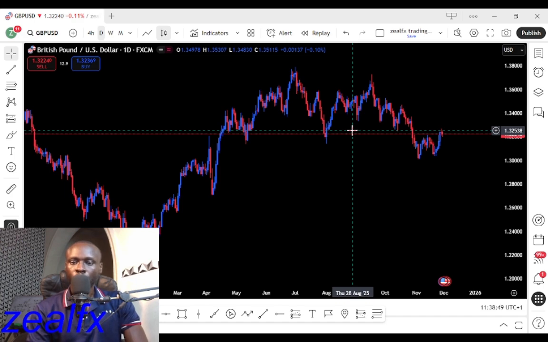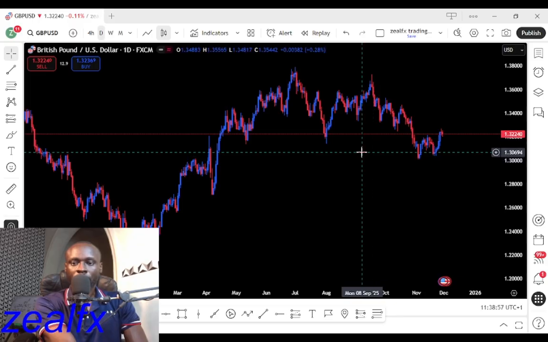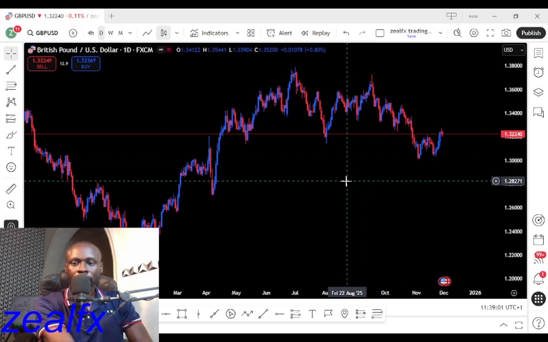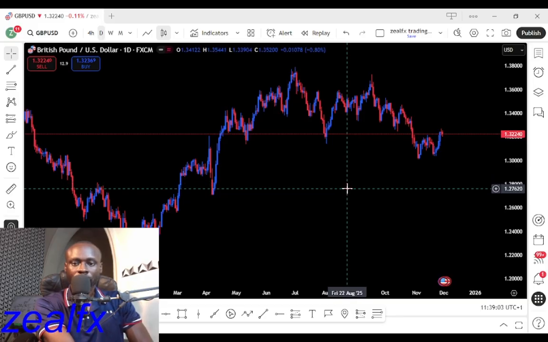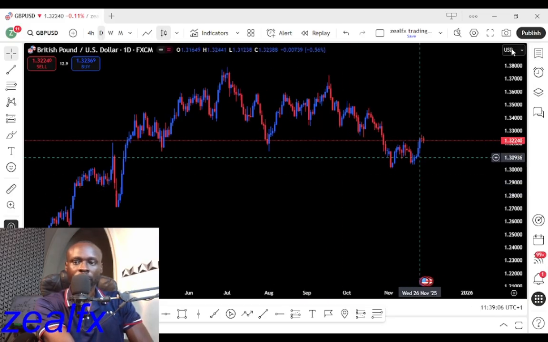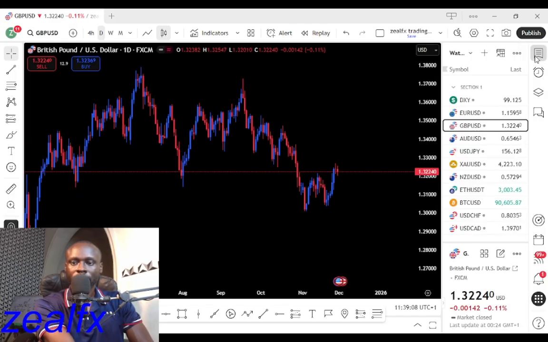If you are looking to make good money from the forex market this week, this forex analysis is for you. In this forex analysis, we'll be looking at our area of interest, market structure, and entry levels. So let's start with the dollar index.